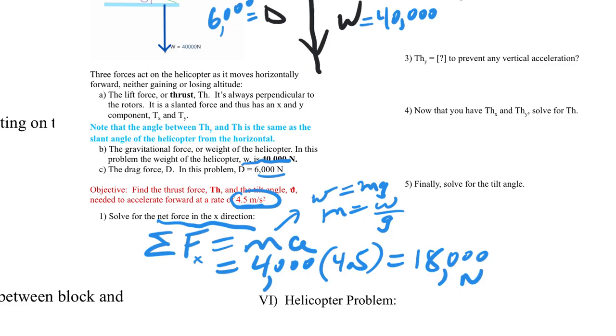Now, what about the net force in the vertical direction? Well, it's neither gaining or losing altitude, so the net force in the y direction is 0, because those forces have to be balanced.